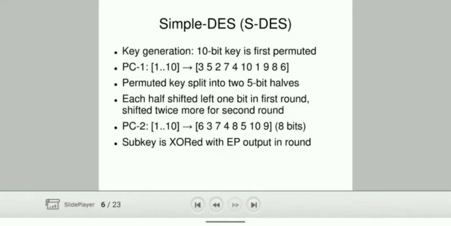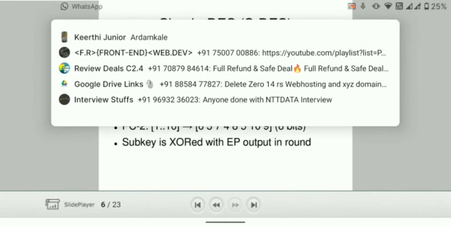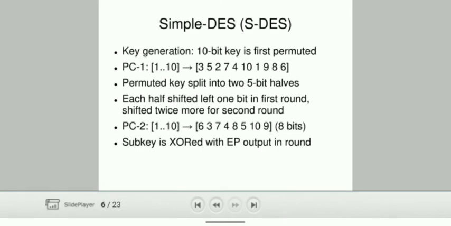Key generation. The 10-bit key is first permuted. Permutation P10 of 1 to 10 is 3 5 2 7 4 10 1 9 8 6. The permuted key is split into two 5-bit halves. Each half is shifted left 1 bit in the first round, and shifted two more bits for the second round. Permutation P8 of 10 bits, 1 to 10, is 6 3 7 4 8 5 10 9, giving 8 bits. The subkeys are XORed with the EP output.